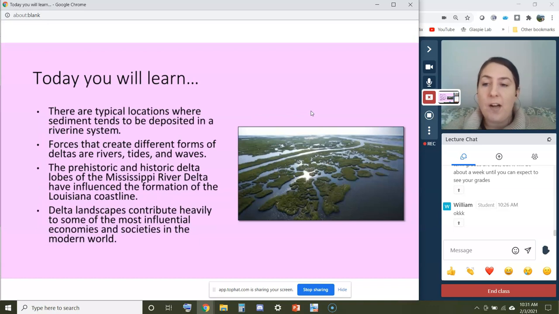The learning goals for today are to understand that there are typical locations where sediment tends to be deposited in a riverine system. So there's some rhyme or reason to how rivers operate. There are forces that create different forms of deltas, and these are rivers, tides, and waves, and the balance of each of these determines what the delta will look like. We'll see that the prehistoric and historic delta lobes of the Mississippi River Delta have influenced the formation of the Louisiana coastline, and that delta landscapes contribute heavily to some of the most influential economies and societies in the modern world.